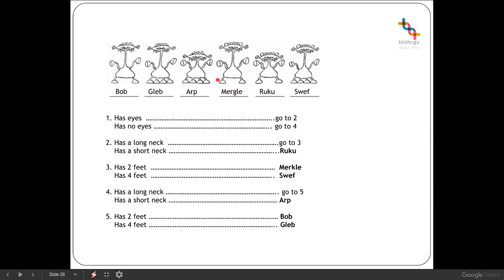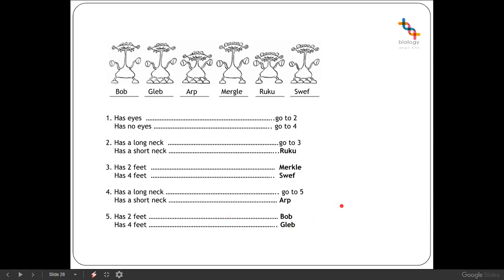So we need to go back to our others. I'm now on question 4, so has no eyes, go to 4. And again, I've decided to go with long and short necks to begin with. Those with a long neck, go to question 5. If it's got a short neck, it's ARP. Then separating out those that had a long neck, we have Bob and Gleb. Again, I've decided to separate them out by their feet. So if they've got 2 feet, that's Bob. And if they've got 4 feet, that is Gleb.